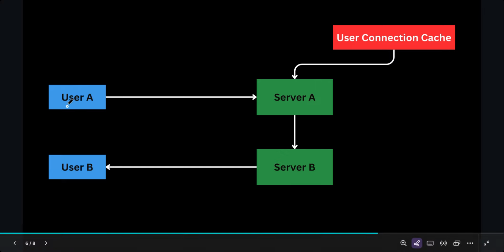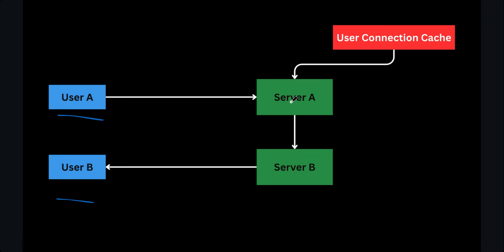So we have here, for example, user A and user B, and both of them have established a WebSocket connection with server A and server B. When a user opens the chat app, it will initiate a WebSocket connection with one of the chat servers, as you can see here. This persistent connection will remain open throughout the chat session, enabling the real-time communication that we talked about all the time.